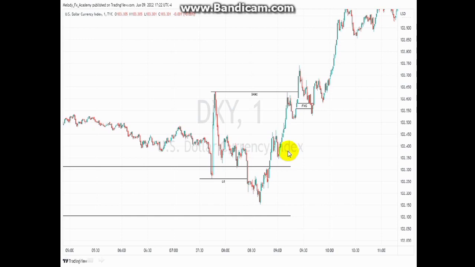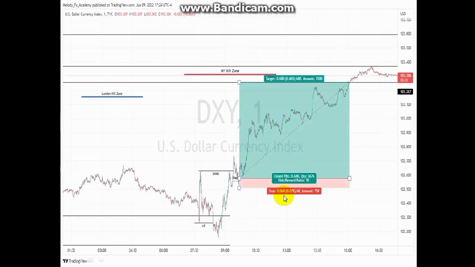Now you can understand the advantage of not waiting for the shift in market structure on the intraday chart: you will actually get in on the move on time. The disadvantage that comes with it is that this could be just a retracement, and you might actually get stopped out. So that is just that.